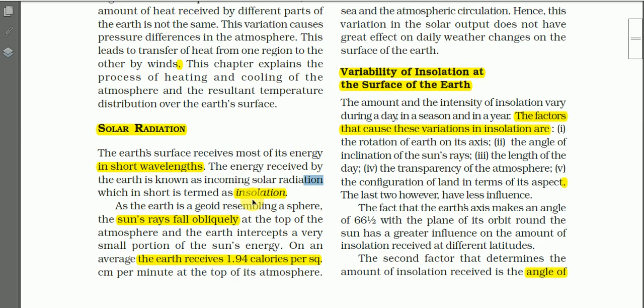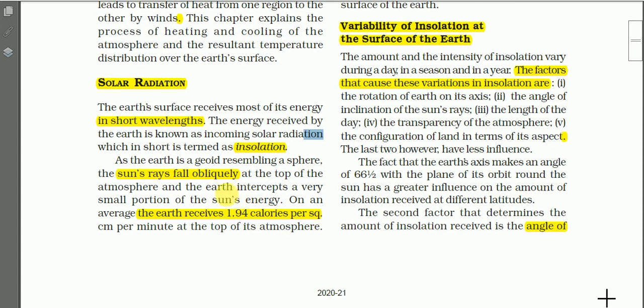You must know that we get a little amount of energy from the Sun. It is said that only 1/2000 of a billion of energy is received by the Earth from the Sun. And we know that the Earth is a geoid resembling a sphere, and the Sun's rays fall obliquely at the top of the atmosphere, and the Earth intercepts a very small portion of the Sun's energy.